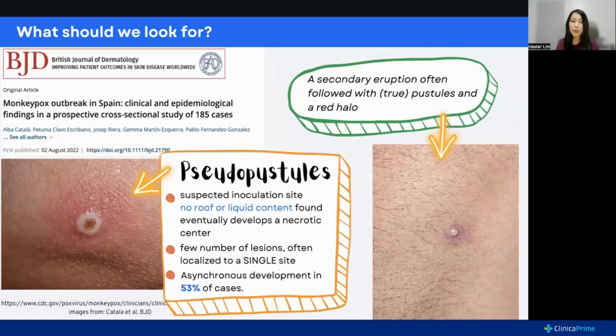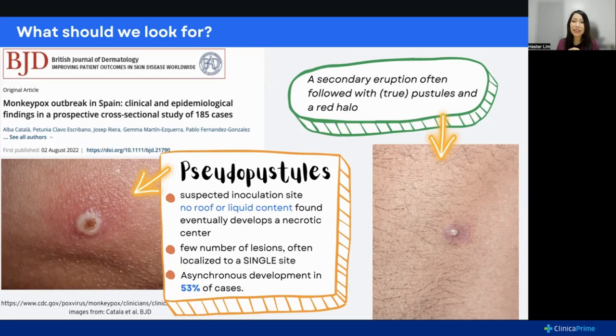So what are the other things we look for? Very interesting in this article describing the outbreak in Spain was the characteristic pseudopustules at the suspected inoculation site. So in the suspected inoculation site, they found that the areas that looked like pustules were in fact not fluid filled at all. So when they tried to get a swab, they found that there was no roof or liquid content in these areas at all. And there were a few number of pseudopustules in the area, primarily localized to a single site.